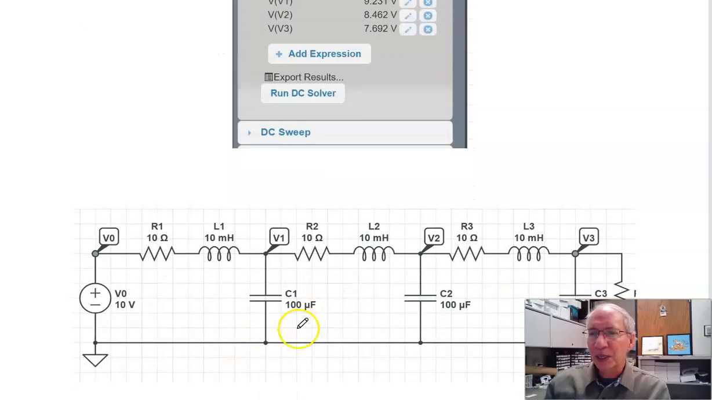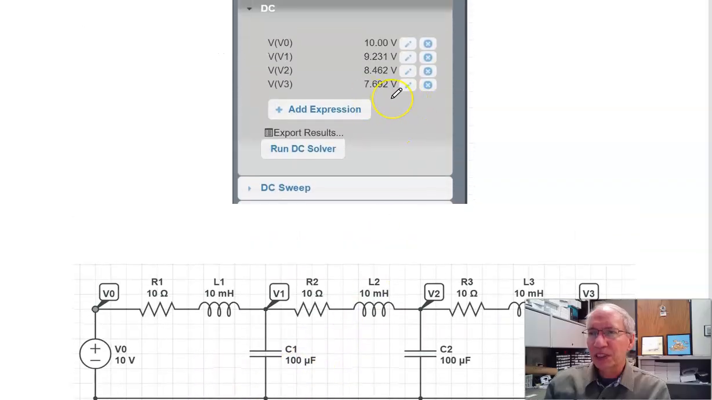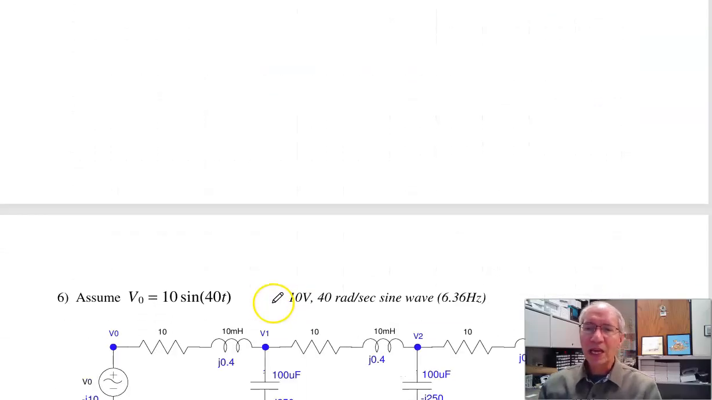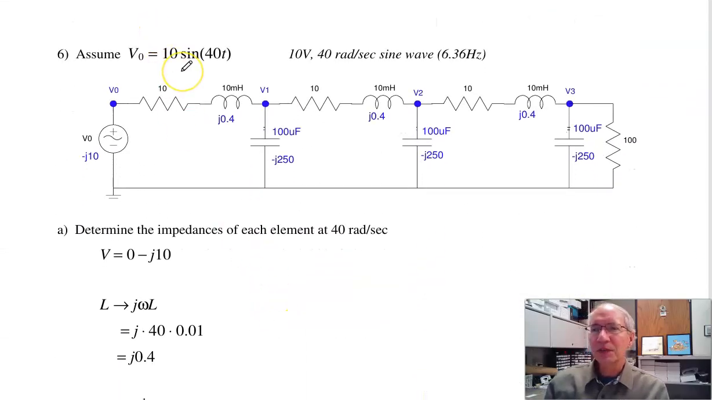So here V3 is 7.69 volts. Build a circuit in Circuit Lab. V3 is 7.69 volts. That's DC. Basically, at DC, inductors are shorts, capacitors are open. What happens if the input is a sine wave?